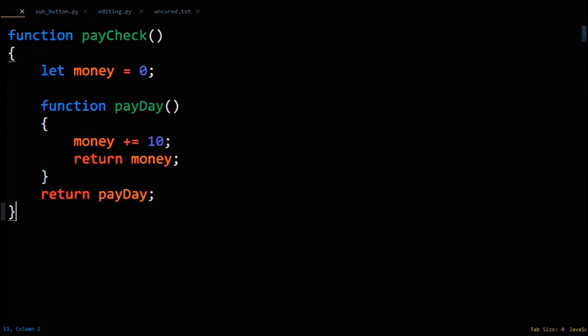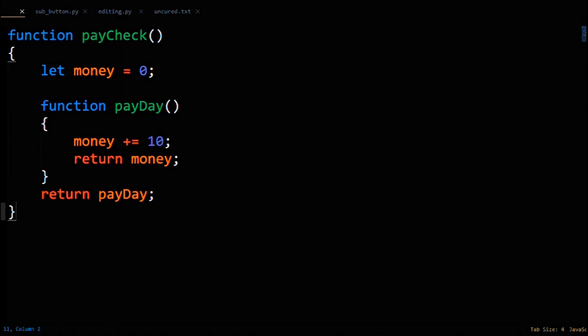This example is where everything comes together. Let's go through it line by line. This function paycheck sets a money variable equal to 0. It has an inner function payday that increments your money by $10 and then returns the new amount of money. The outer function ends by returning the inner function.